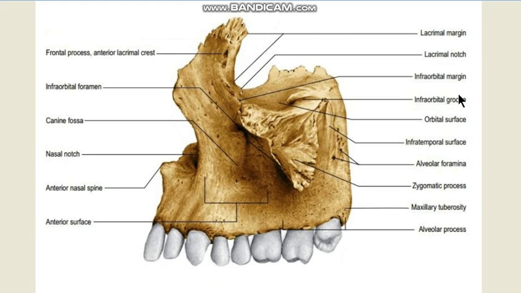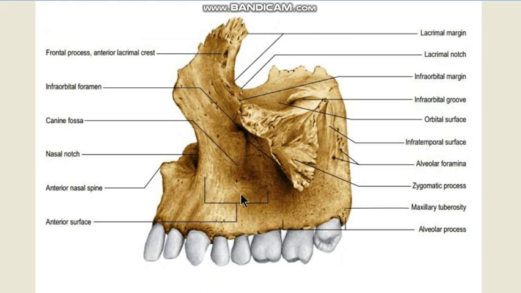Hello everyone, today we are going to study the maxilla. The maxilla is the most important bone of the facial skeleton. It forms the central part of the face, it gives shape to the face, and it contains half of the upper jaw. Actually, the two maxillae together form the upper jaw.